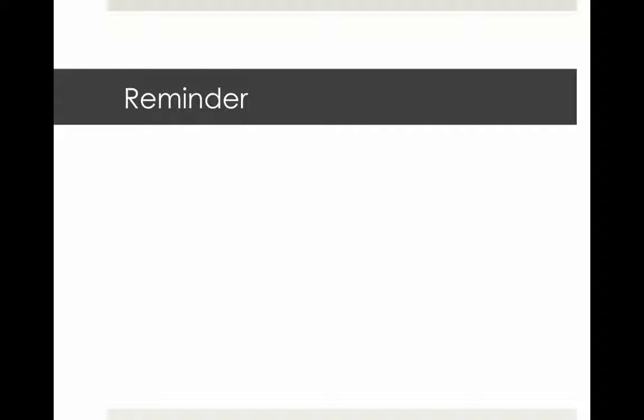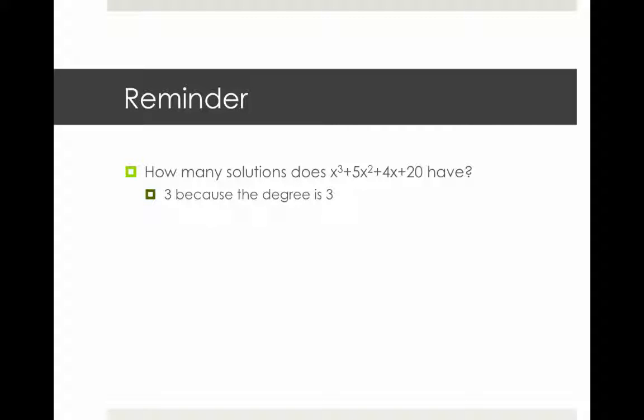So first, I just want to do a reminder of how we can determine how many solutions there are in an equation. So here it says, how many solutions does x cubed plus 5x squared plus 4x plus 20 have? And remember, we just have to look at the degree. So there are 3 solutions because the degree is 3. All right, so that's just a reminder from the previous sections, and we're going to use that to our advantage in this section.